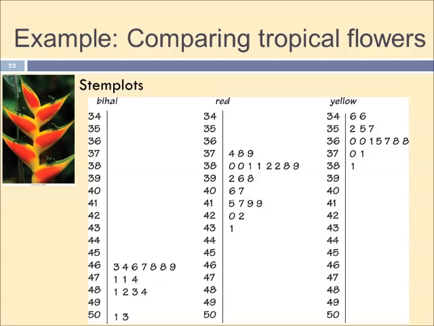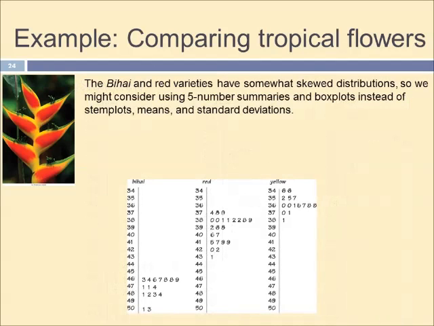The Bihai variety, the red variety, and the yellow variety. In this case, it becomes a little more clear that the Bihai variety, in general, is longer than the other 2, and there is some overlap with the red and the yellow varieties. The Bihai and the red varieties have somewhat skewed distributions. So next time, if we were to do this, we might consider using the 5-number summaries and box plots instead of stem plots, means, and standard deviations.